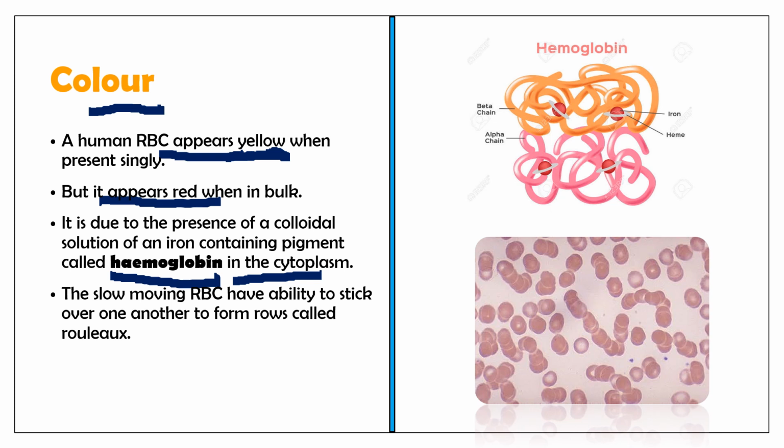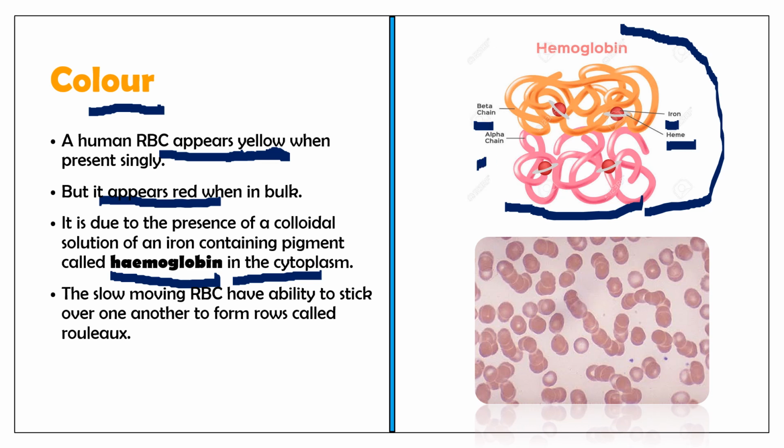So this is the hemoglobin. This is the structure of hemoglobin, as we can see over here. Here is iron. This is the heme group. There is a beta chain and there is an alpha chain. We will discuss the whole structure of hemoglobin in the next video. So let's move on.